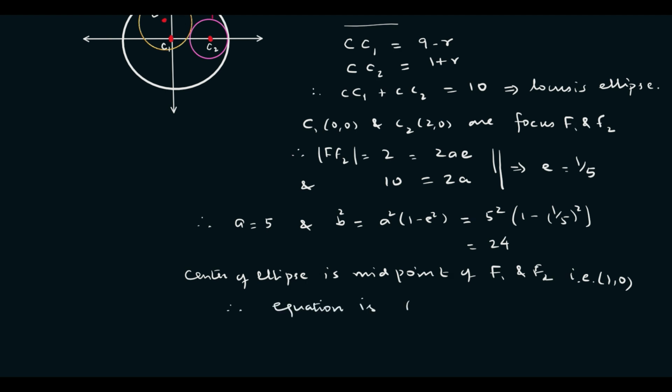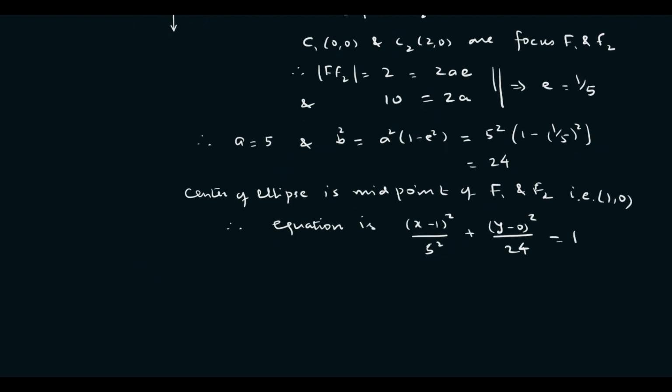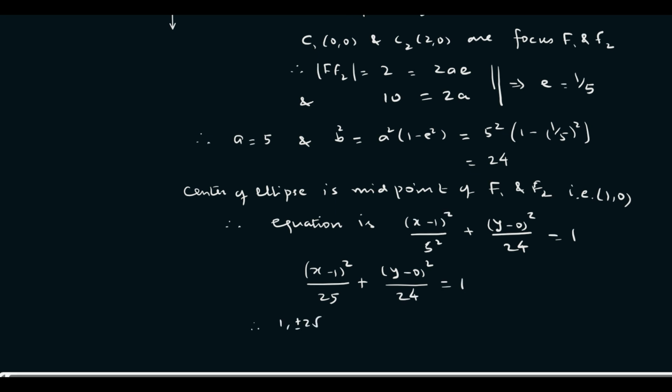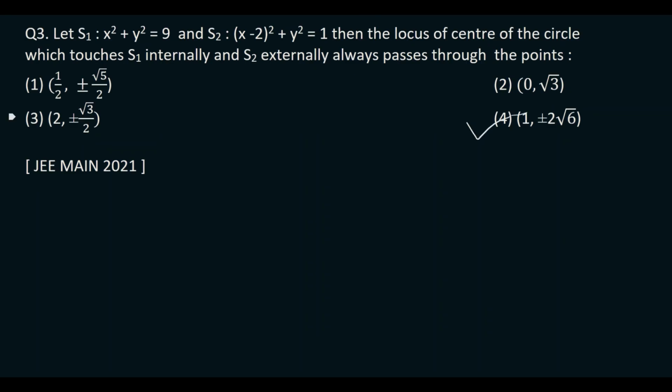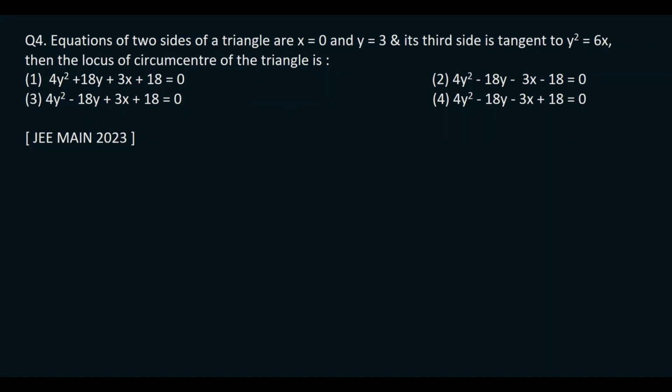Now we can write the equation of the ellipse as x minus 1 whole square by A square, which is 5 square, plus y minus 0 whole square by 24, which is B square, and this is equal to 1. So this is the equation: (x minus 1) whole square by 25 plus (y minus 0) whole square by 24 equals 1. Now we just need to check which option satisfies, and it is (1, plus minus 2 root 6) which satisfies, and that's why the fourth option is going to be the correct answer. Let's go to question number 4 now.